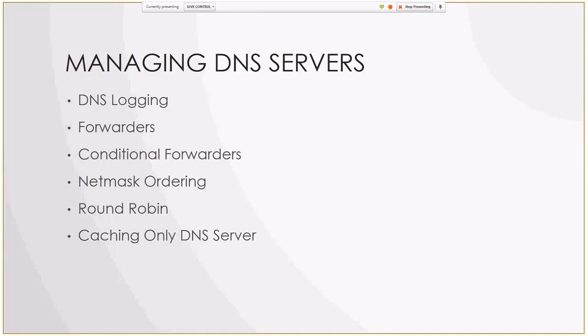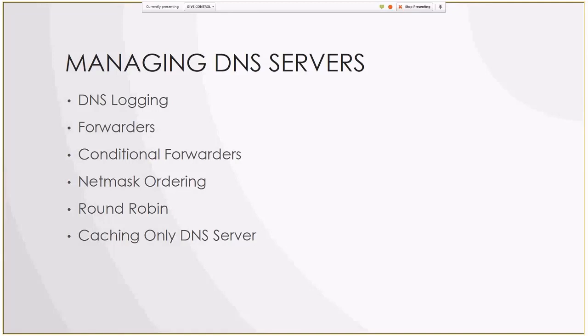Netmask ordering. If multiple records exist for a particular query, this one allows the DNS server to return an address that's on the client's own subnet if there's a record that exists. And by default, this is enabled on Windows Server.